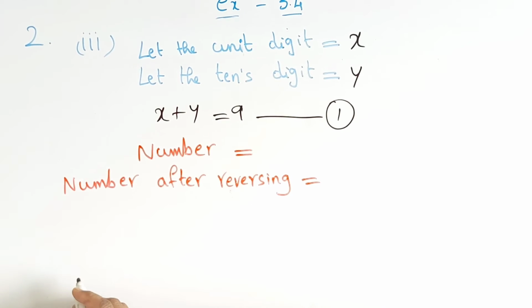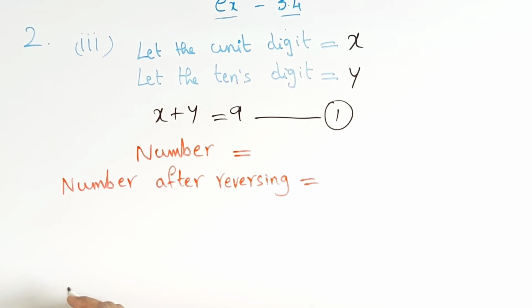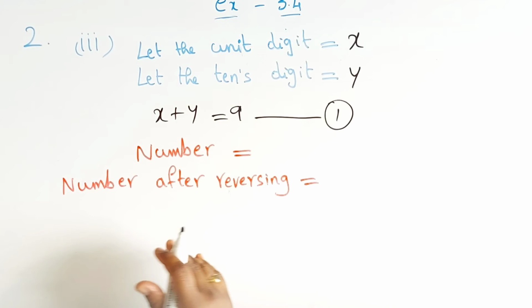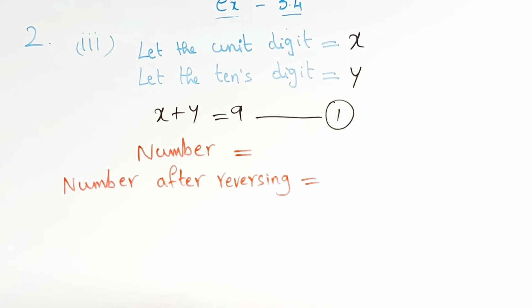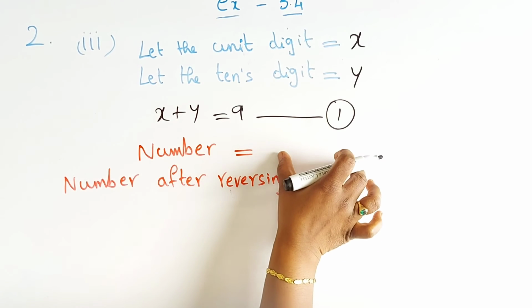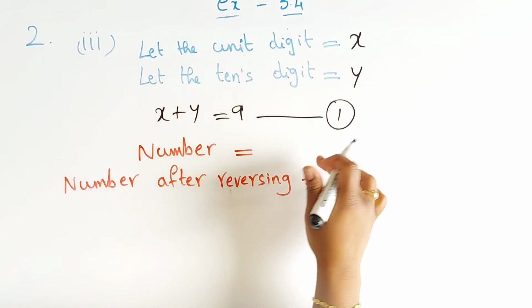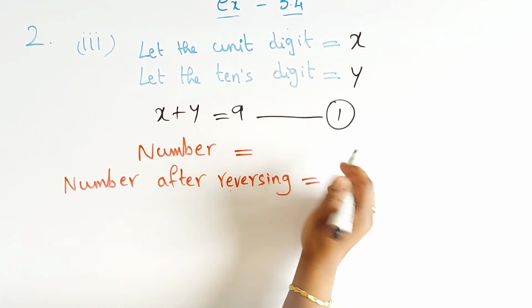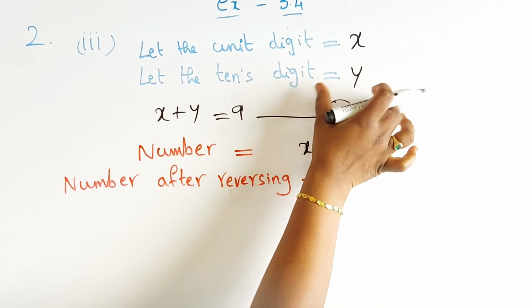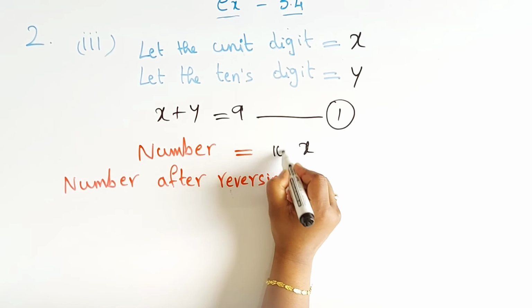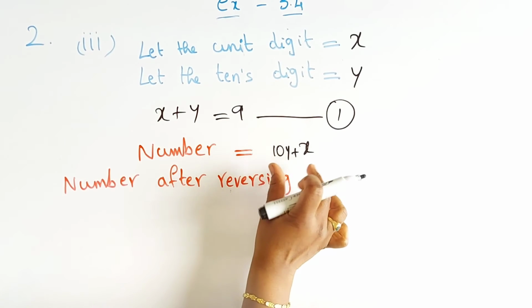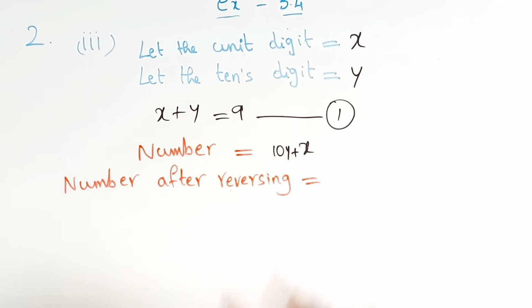Now the second condition, children. Also 9 times this number is twice the number obtained by reversing the order of the digits. That means we have to know the number. What is the number, children? x in units place. Right? x. And y in the tens place. That means 10 into y, 10y. Right, children? If you are adding 10y plus x, that is the number.